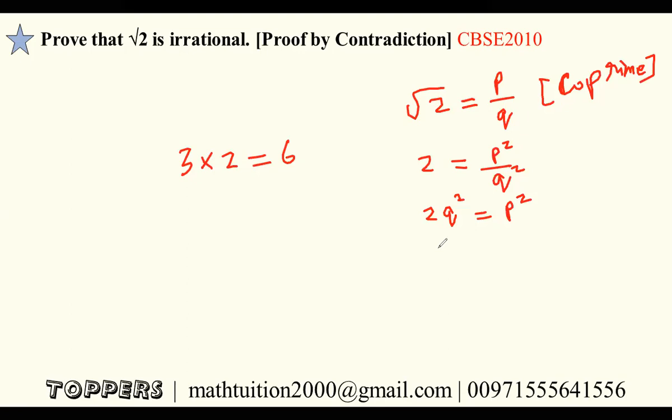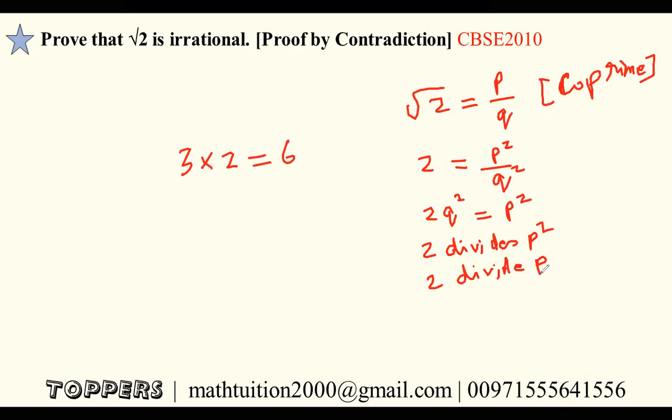Okay, so we can say that 2 divides p square. Or we can say 2 is a factor of p square also. So as per our theorem what we have learned, we can also say that 2 divides p, right? A prime number, if it divides its square, then it will divide the square root also.